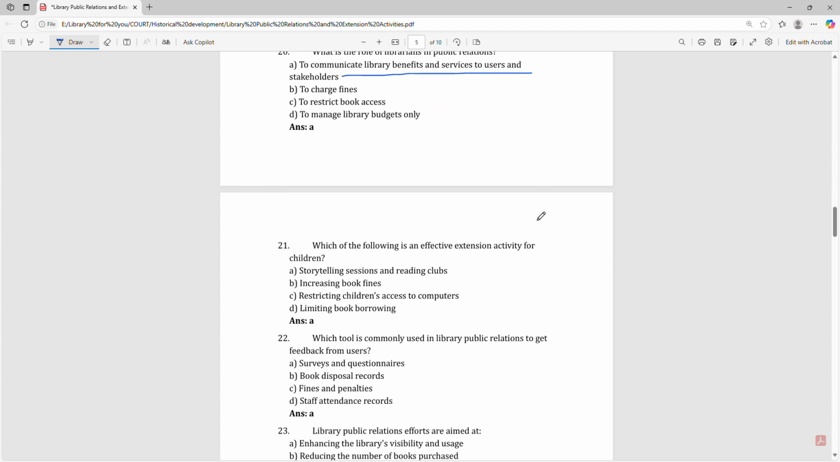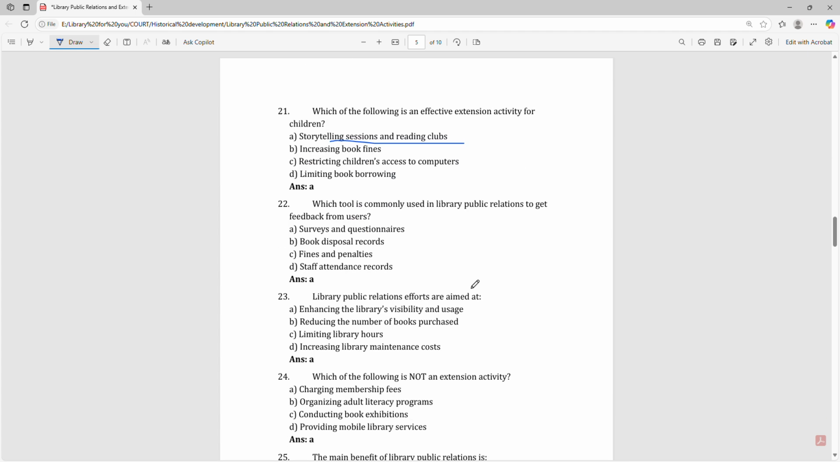Which of the following is an efficient extension activity for the children? Storytelling sessions and reading clubs. Which tool is commonly used in library public relations to get feedback from users? Survey and questionnaires. Library public relations efforts are aimed at enhancing the library's visibility and usage.